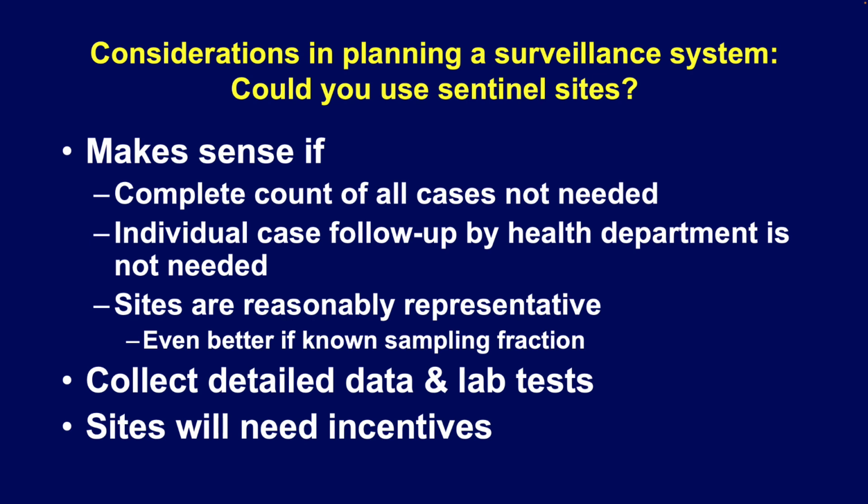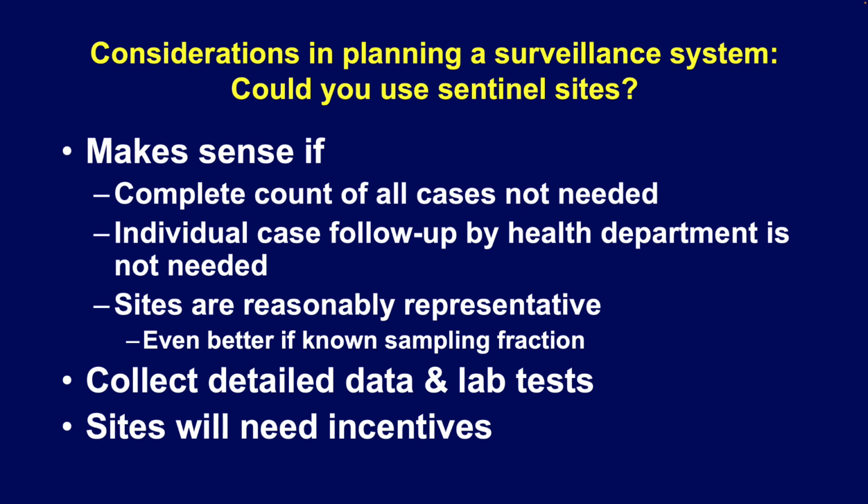Sentinel surveillance also makes sense if each individual case that occurs doesn't need to be contacted or followed up by the health department, as we discussed earlier, such as those for case management or contact tracing. It's especially helpful when the sites are reasonably representative of all the sites that diagnose cases under surveillance. So you may want to avoid only choosing certain kinds of sentinel sites. For example, private hospitals only, especially if it's likely that the cases occurring at sentinel sites are different in potentially important ways from those at, say, public hospitals.